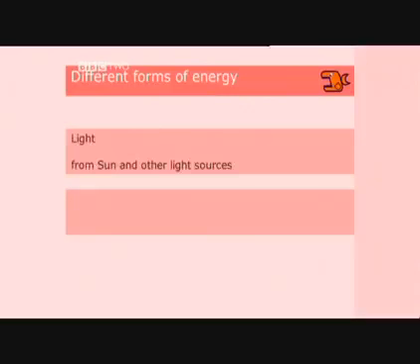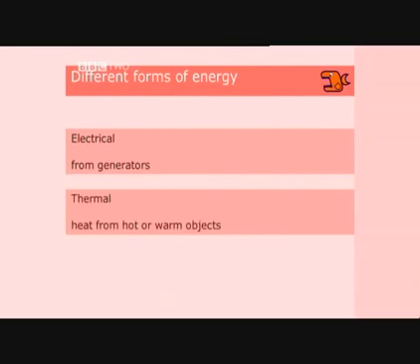So far, we have light energy from the sun and other light sources, sound energy from vibrating objects, electrical created from generators, and thermal, heat energy from hot or warm objects.